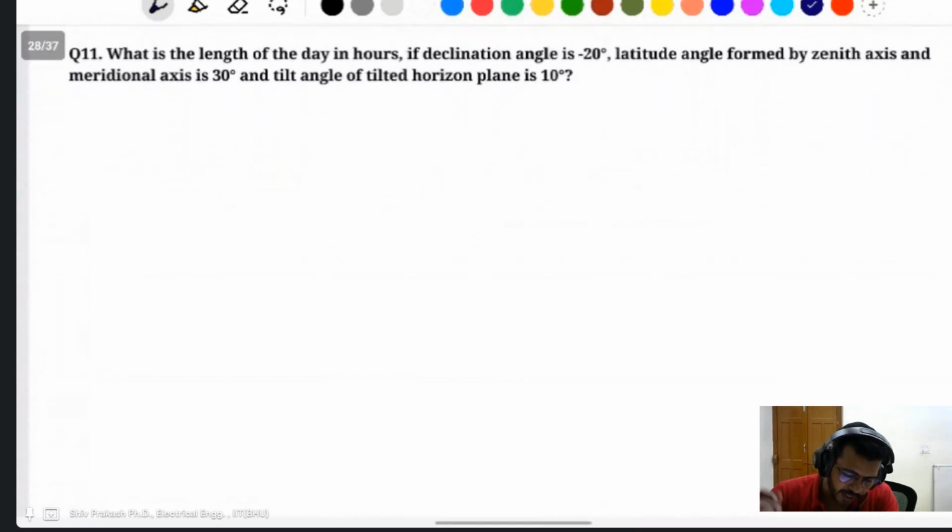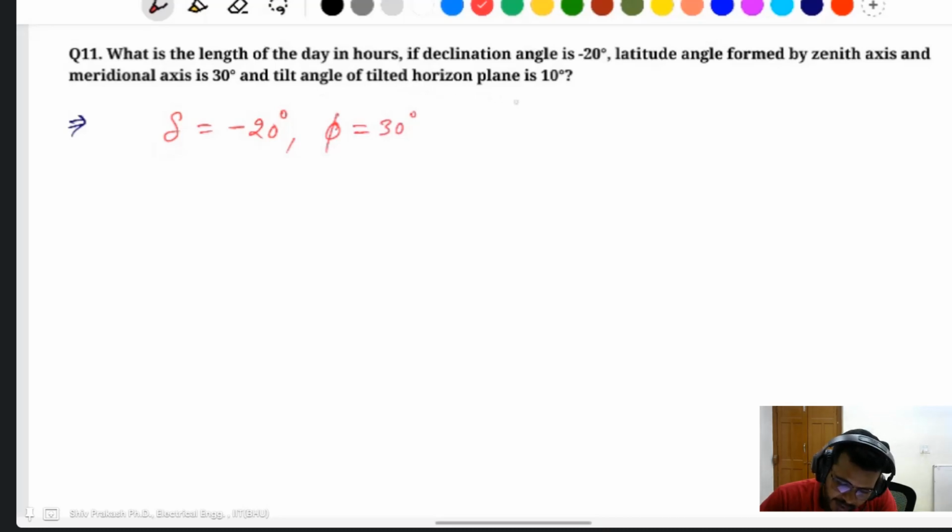Next question is: what is the length of the day in hours, if the declination angle is minus 20 degrees? Declination angle means delta is equal to minus 20 degrees. Latitude angle, formed by the zenith axis and the meridional axis, is 30 degrees. It means phi is 30 degrees. Angle of the tilted horizon plane is 10 degrees. It means beta is equal to 10 degrees.